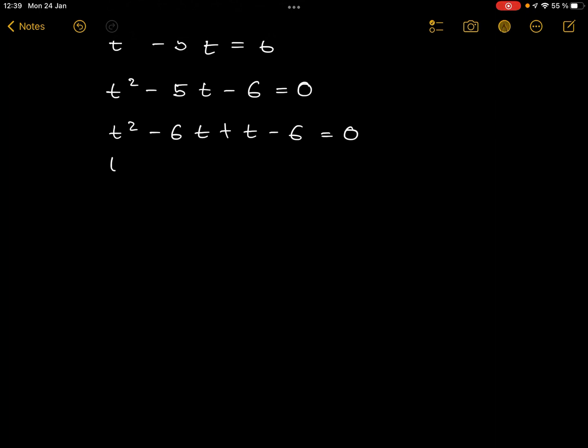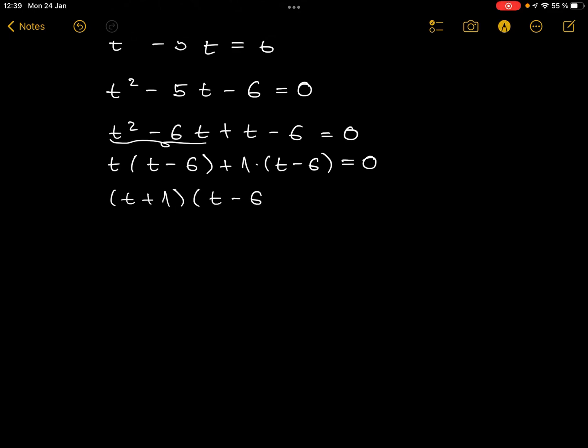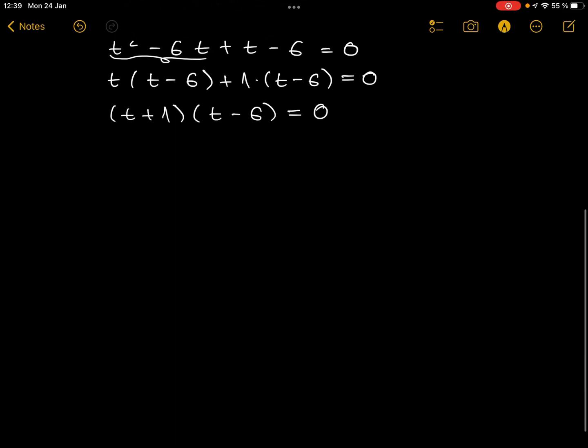Now I'm going to pull out the t from the first two factors in front of the parentheses, and I'm going to get t minus 6, and I'm going to also pull out the 1 from the other two factors, which will give me that t plus 1 times t minus 6 is equal to 0.